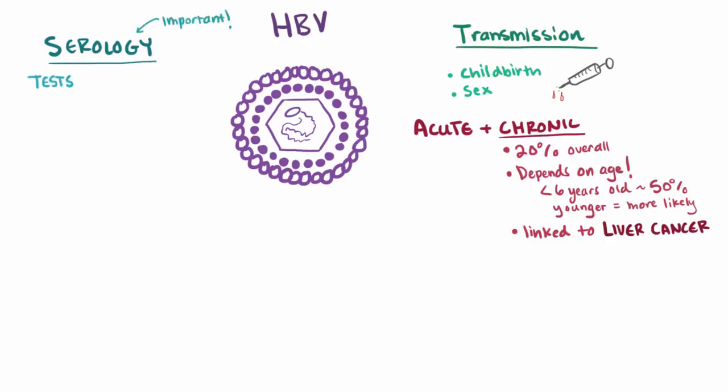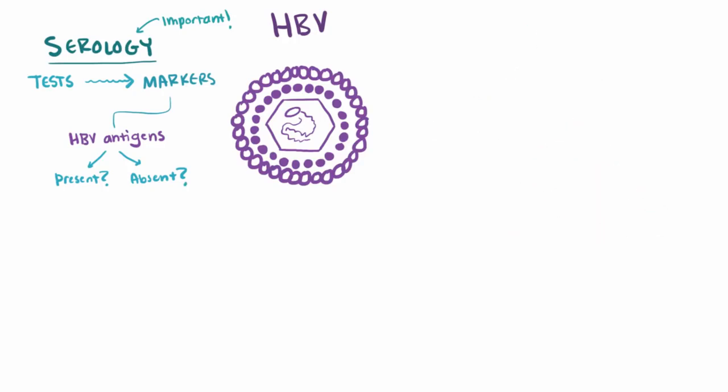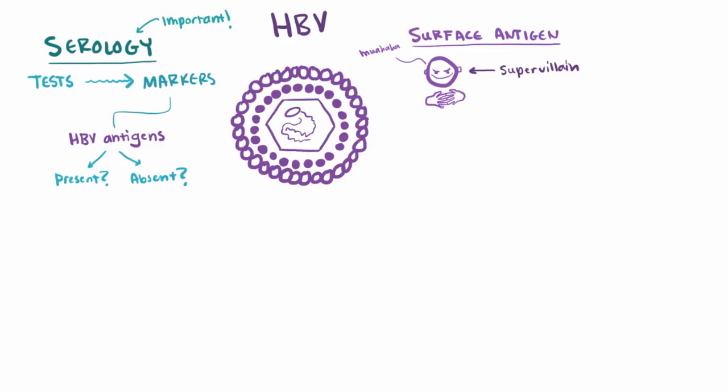And kind of like hepatitis C, we can use a variety of testing methods, like PCR, to look for certain markers, especially the HBV antigens. And the presence or absence of each of these at different time points can tell us different things. Alright, so the key marker for HBV infection is the HBV surface antigen. And this is going to be like the supervillain in this story. And this evildoer lives on the surface of the virus, here. And we can call it HBsAg, meaning hepatitis B surface antigen.